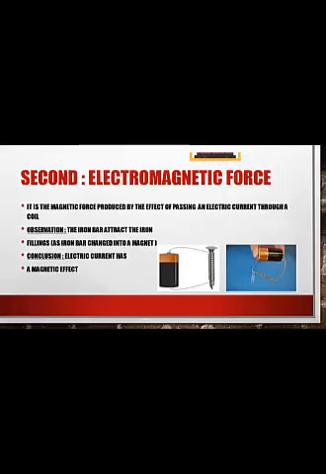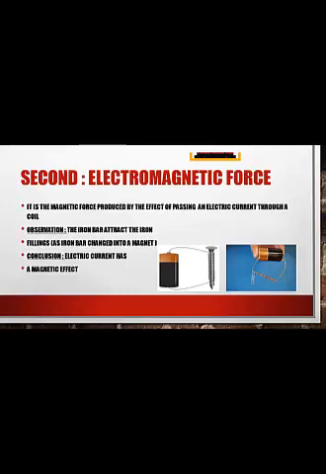Secondly, we will talk about electromagnetic force. Electromagnetic force is the magnetic force produced by the effect of passing an electric current through a coil. And this activity we took in grade 5. It is very simple. We change from electric current to magnetic field by using this simple picture, or this simple activity.